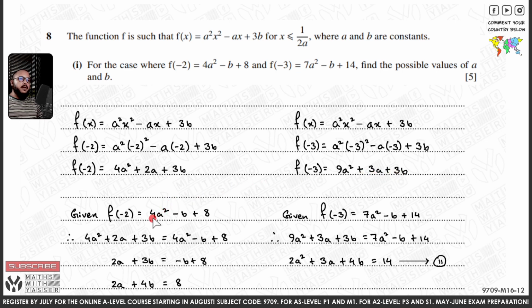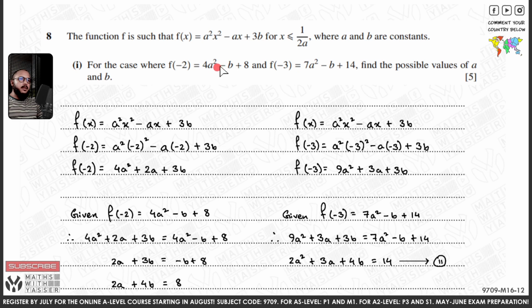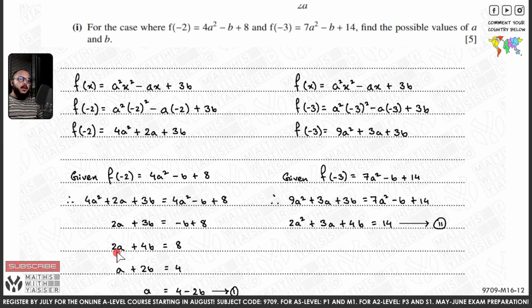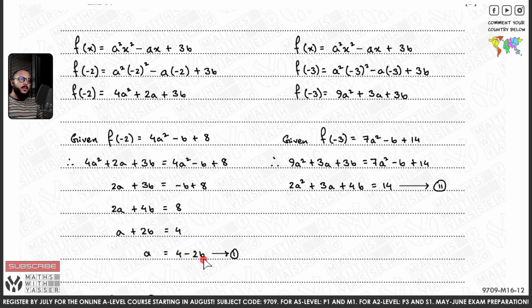Now, it was given in the question that for the function at minus 2, the value is 4a square minus b plus 8. This must be equivalent to what we got over here. So we can say 4a square plus 2a plus 3b, which was what we got after we substituted minus 2 into the equation, should be equal to 4a square minus b plus 8. Simplifying this, we get 2a plus 3b is equal to minus b plus 8. That means 2a plus 4b is equal to 8. We can divide both sides by 2 and we get a plus 2b is equal to 4. That means a is equal to 4 minus 2b.